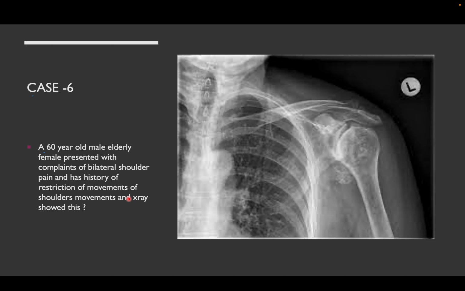So if you can see in this example, this is an elderly female presenting with bilateral shoulder pain. Initially, though it is present on only one side, there is a history of restricted shoulder movements, and the X-ray showed this. You can see in the X-ray there are calcific depositions here. These calcific depositions are calcium phosphate deposition. So calcium apatite crystals are there.